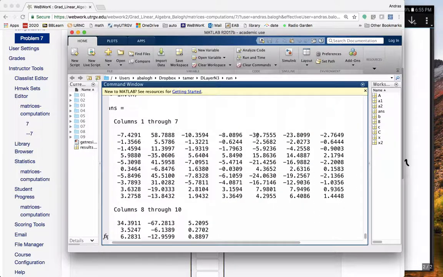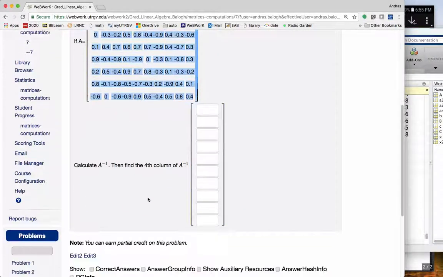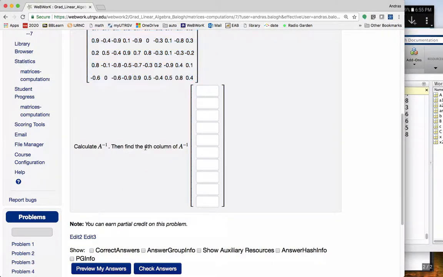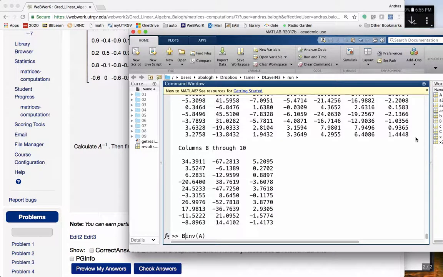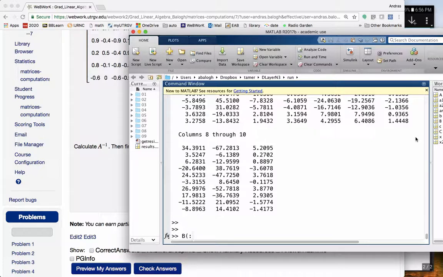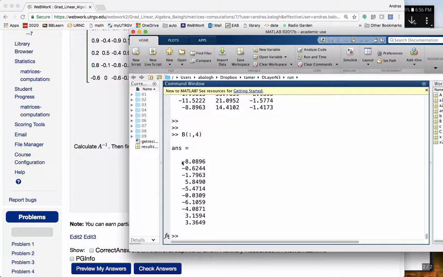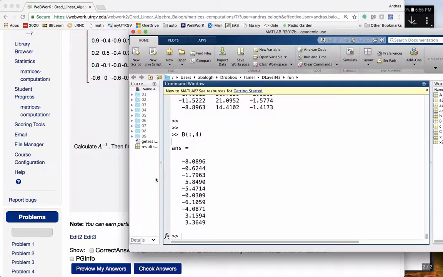And then numbers are smaller. Of course, this is a 10 by 10 matrix, but I only ask for one column, the fourth column. For that, you can rename this matrix as B equals inverse of A. So now we have B, and the fourth column is B parenthesis colon comma 4. Still, you cannot just copy and paste the whole column, but at least it's easier to find what to copy row by row, entry by entry.